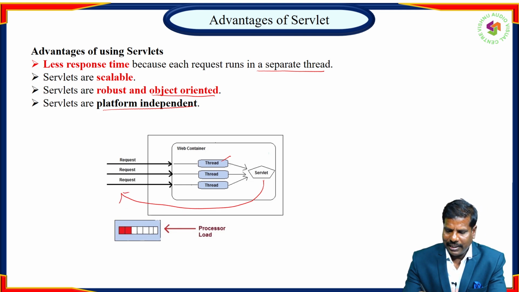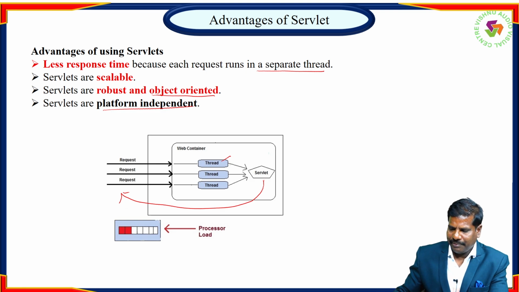Here the thread is lightweight. Some resources are shareable, but in CGI there is no shareable memory or shareable resources. So CGI is heavyweight, but servlet is lightweight.